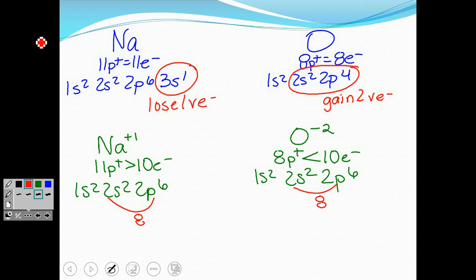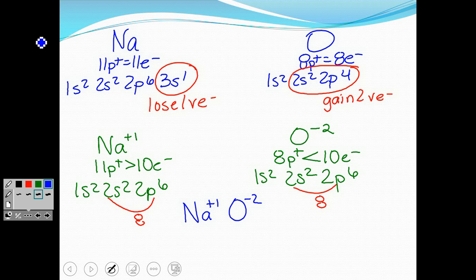6 is 8. So last thing we want to do is put this together. Sodium is plus 1. Oxygen is minus 2. Does that add up to 0? No. And in an ionic compound, they have to add up to 0.